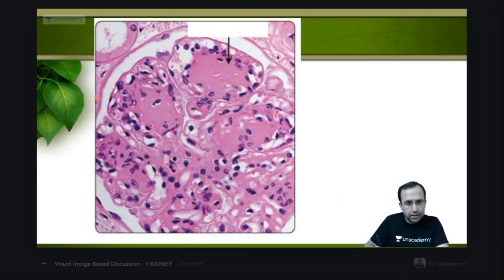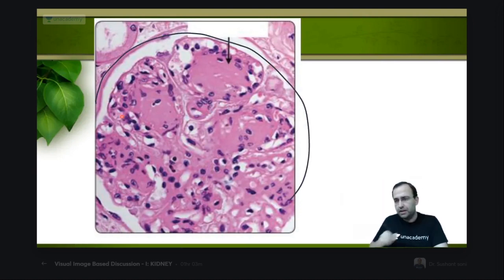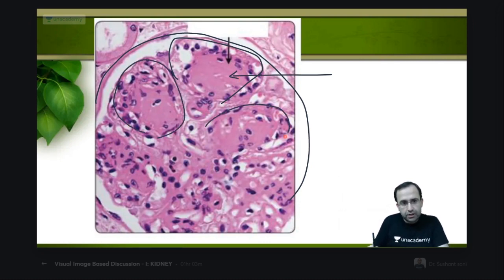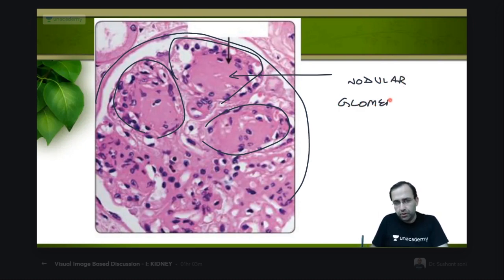What you see here is the presence of a glomerulus showing nodule formation. All these are the nodules. All this is nodular glomerulosclerosis, nodule formation, nodular glomerulosclerosis.